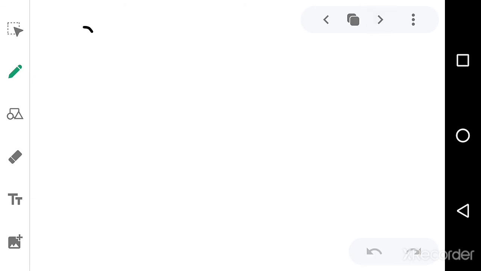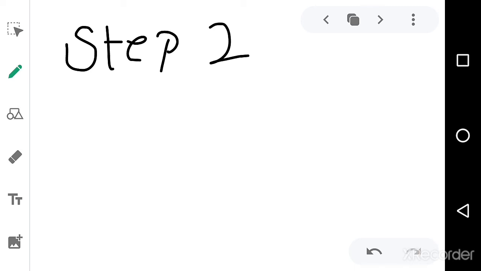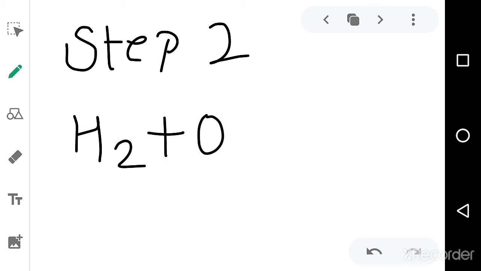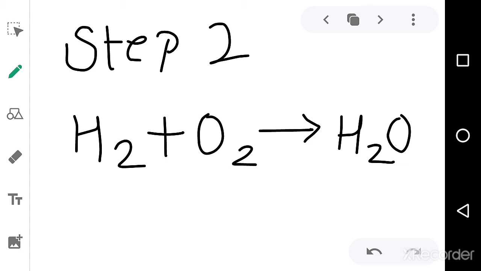Now step 2. Write the chemical reaction using molecular formulae. We have already discussed that the molecular formula for hydrogen is H2, the molecular formula for oxygen is O2 and the molecular formula for water is H2O. Now you have to observe this reaction. We have to balance this reaction on both sides, reactant side and product side.